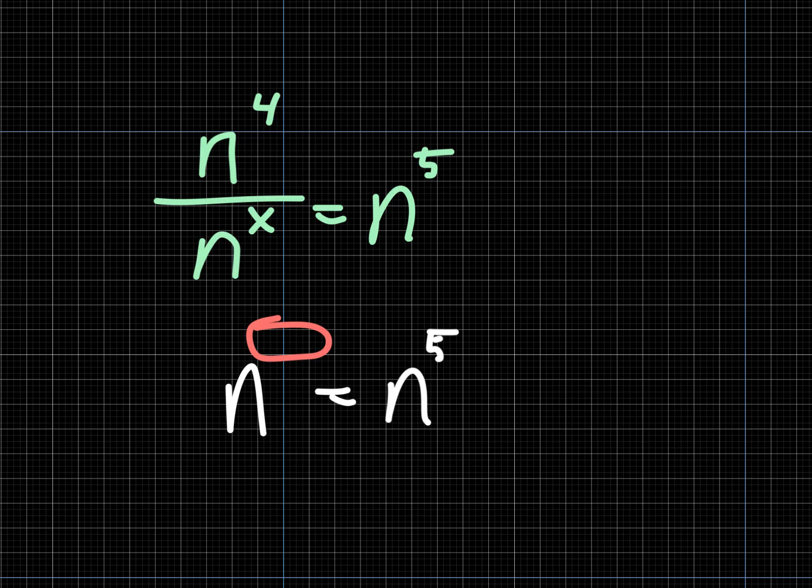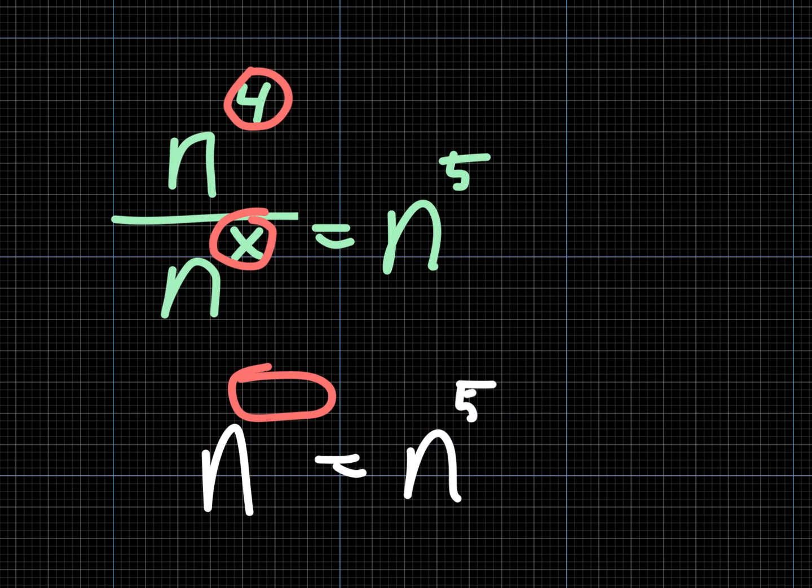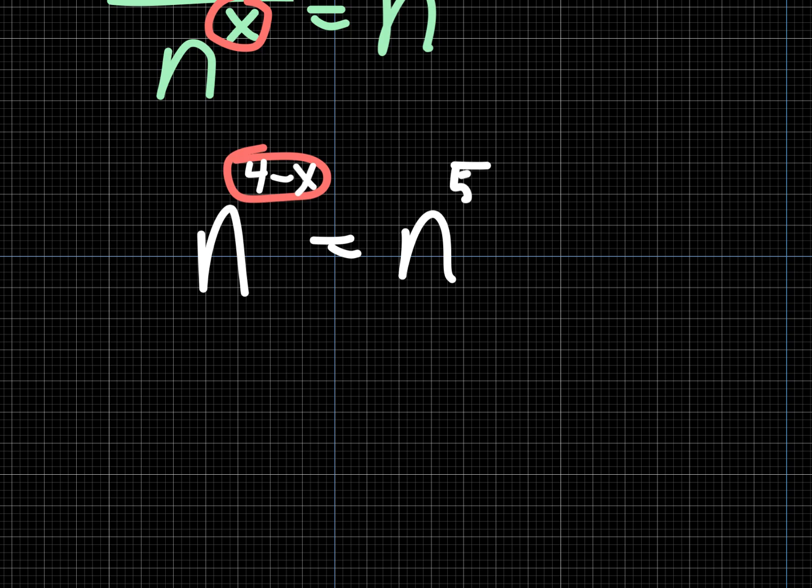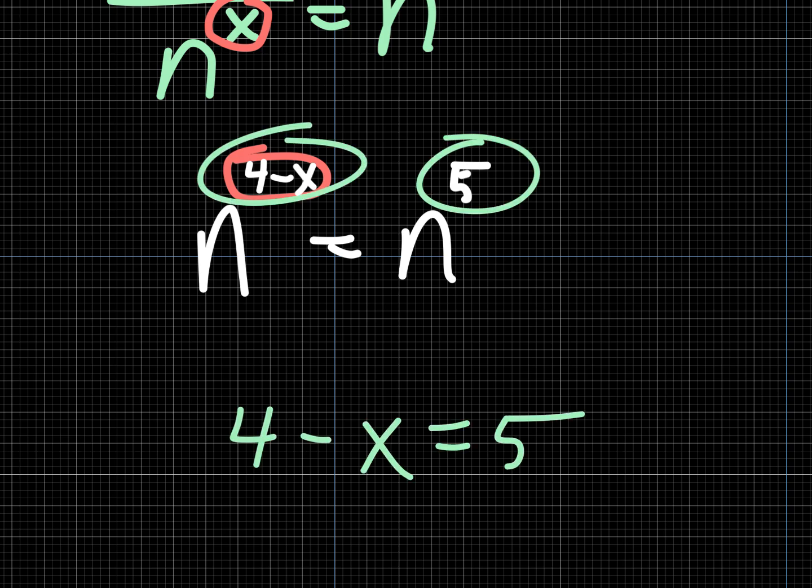All right. Would you agree that if they're like this, you subtract the powers, so therefore it's n to the 4 minus x? Who had figured that out? Who had that down? Fantastic. Okay, because from there it's super easy. That equals that. 4 minus x equals 5, and then it's just basic algebra to solve it. Subtract 4, multiply by -1, easy peasy.